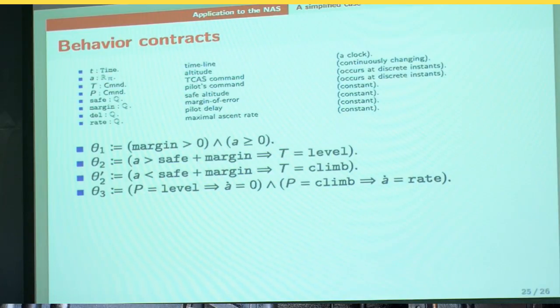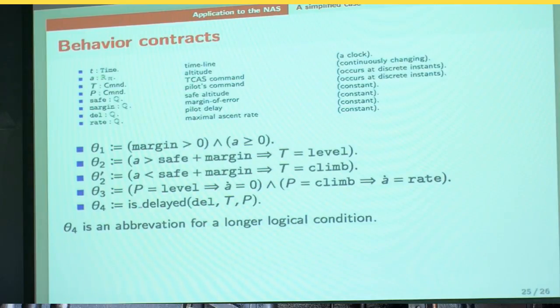And then I have a differential equation kind of thing that says that if the TCAS barks level, or if the pilot says level, then the altitude of the plane is not changing. The derivative is equal to 0. Whereas if the pilot says climb, then the derivative equals 3. And there's some longer logical condition I'm not going to write down that says that the TCAS, when you delay it by del seconds, is doing the same thing as the pilot.